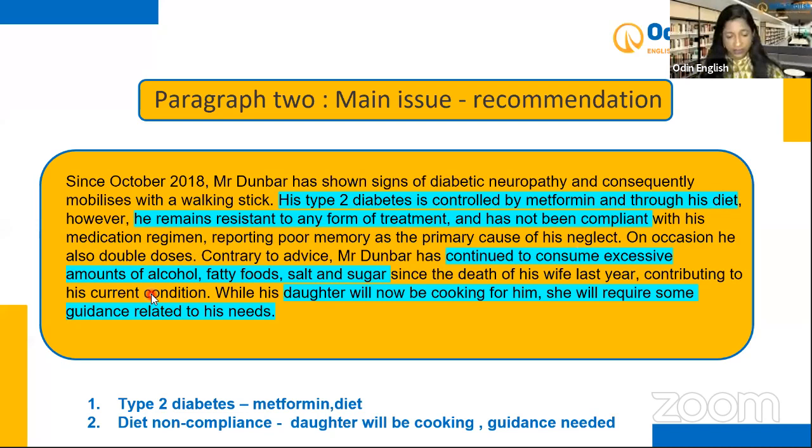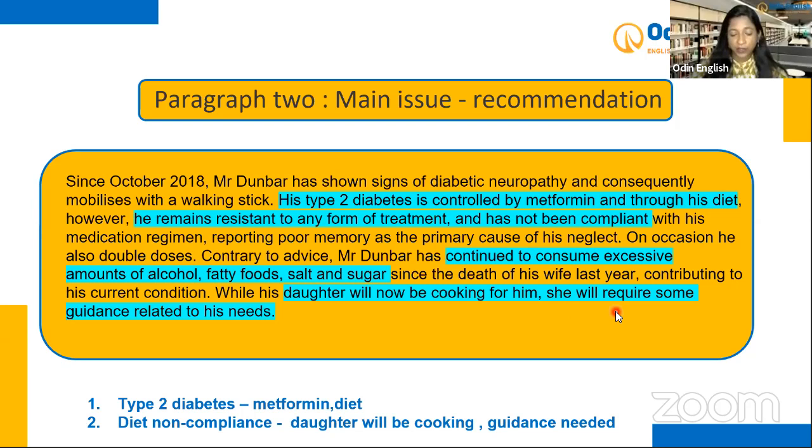Contrary to advice, Mr. Dunbar has continued to consume excessive amounts of alcohol, fatty foods, and salt and sugar since the death of his wife last year, contributing to his current condition. While his daughter will now be cooking for him, she will require some guidance related to his needs.